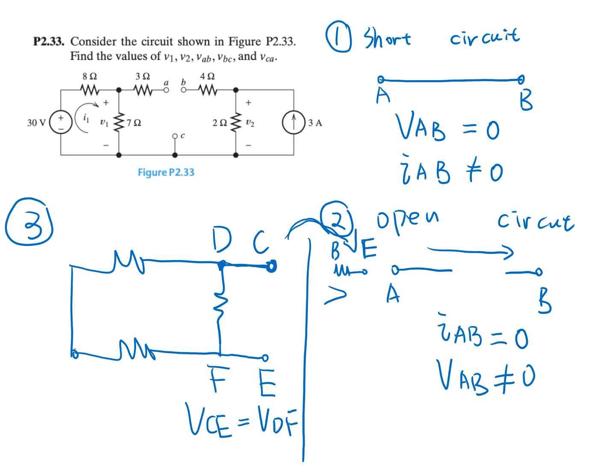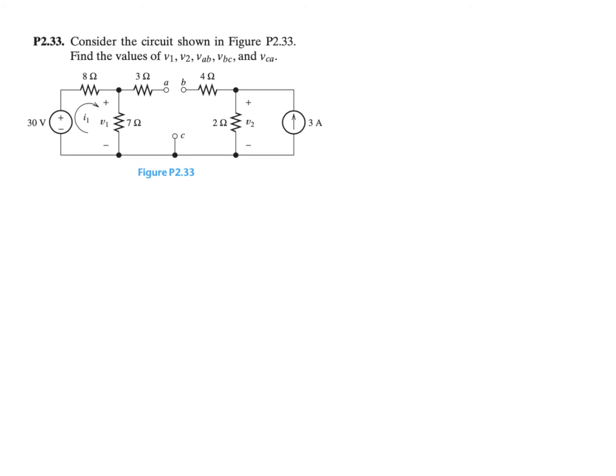So VDF is actually the voltage drop across R. That's what we are going to calculate. So that's mainly the 3 situations you need to pay attention to. Now let's analyze this circuit diagram and see what's special about it.